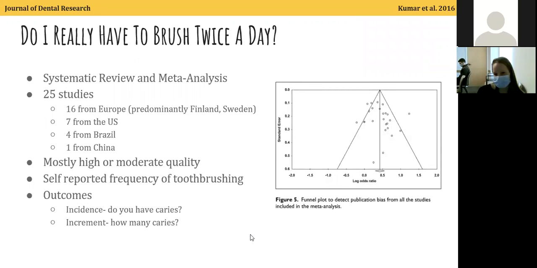So I decided that I wanted to look up frequency of toothbrushing because I feel like this is not an insignificant question. I certainly feel like I have talked to kids who are like, hey, why do I have to brush my teeth twice a day? I already brushed my teeth today.